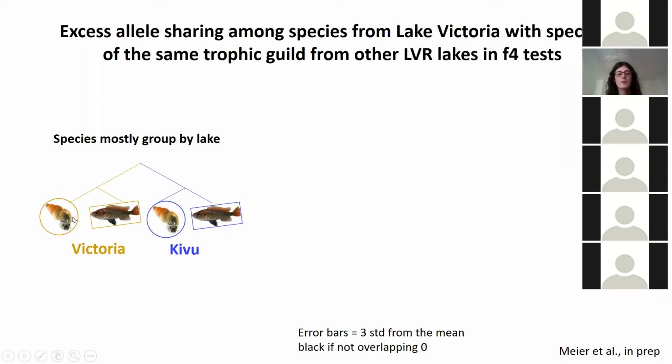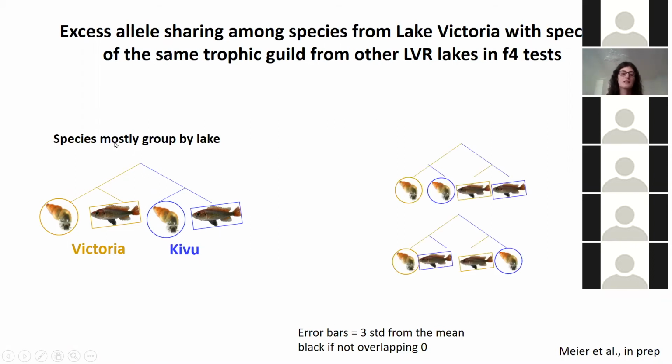So for instance, here I'm comparing cichlids that feed on mollusks and cichlids that feed on other cichlids from Lake Victoria with cichlids that also feed on mollusks or other fish from Lake Kivu. And in most cases, they cluster like this. But in some sites, the mollusk feeders, the snail eaters, cluster together even though they're from different lakes, and the fish eaters cluster together. And in other regions of the genome, the snail eater from one lake goes together with the fish eater from another lake, etc.